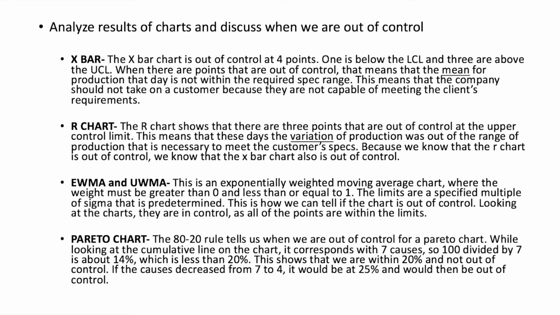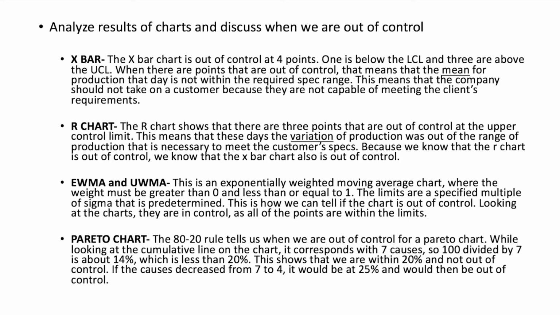The exponentially weighted moving average chart requires that the weight is greater than 0 and less than or equal to 1. The limits are a specified multiple of sigma that is predetermined. This is how we can tell if the chart is out of control. Looking at the charts, they are in control as all the points are within the limits.